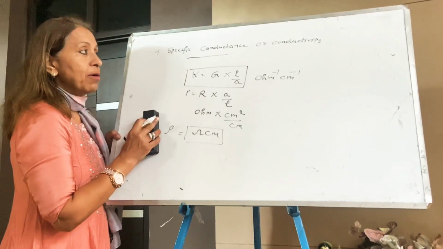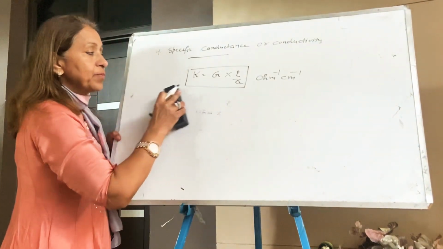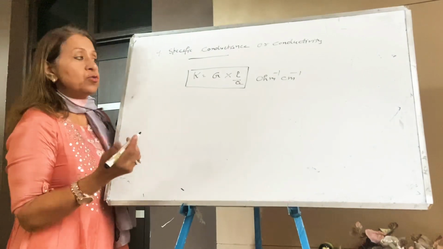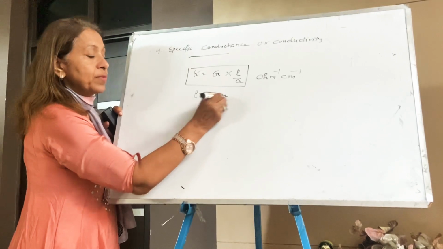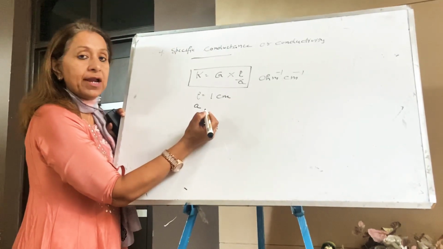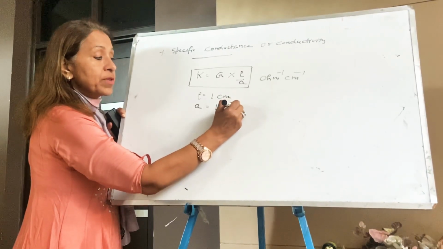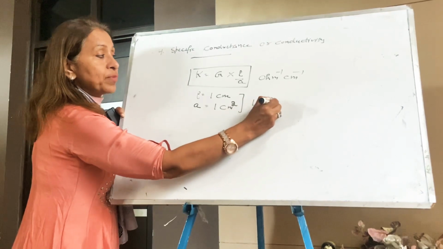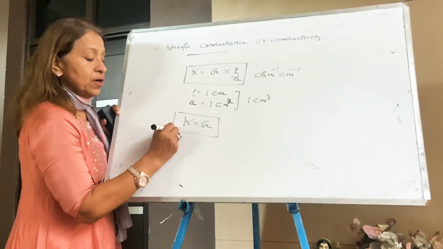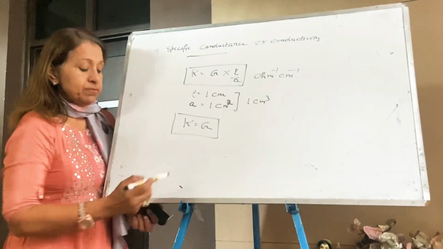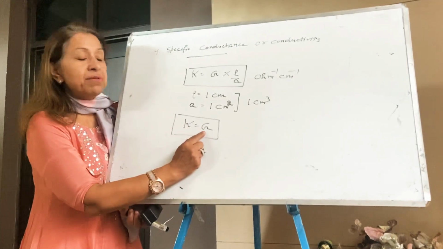Now let us take conductivity in detail, because this is the main term in chemistry. Conductivity is equal to G into L by A. If the length of the electrode is 1 centimeter and the area is 1 centimeter square, that is, the volume is 1 centimeter cube, then conductivity is equal to G. Write down. Conductivity is equal to G. So what is the definition of conductivity? Conductivity is the conductance of 1 centimeter cube solution.